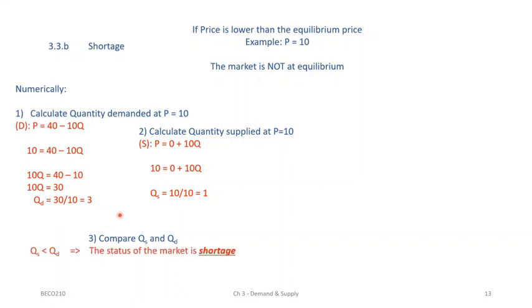We'll compare the two values. We'll see that Q supplied is less than the Q demanded, so we have a shortage on the market. This shortage equals the difference between the two values, which is 2. The quantity demanded is 3. We have only QS available, which is 1, a shortage of 2. Then practically, we only sold one quantity. The quantity traded is only QS equals 1, which is the lowest value between QS and QD.